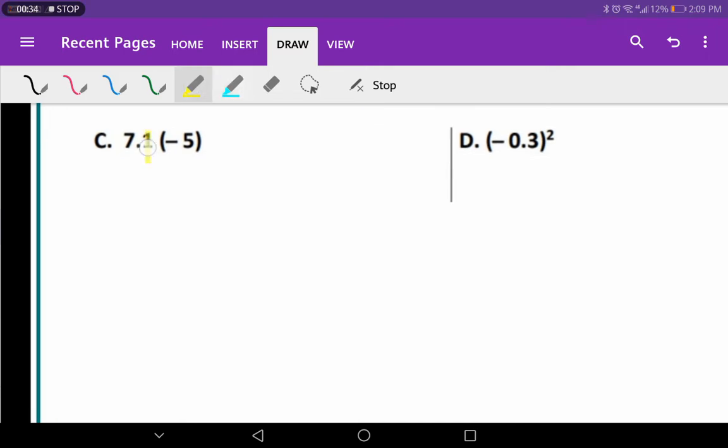It is 7.1 multiply -5. By the way, don't confuse, my dear student, there is a hidden multiplication here. Okay, my dear student, are you happy now? Yes. Okay, I hope so. You are happy. I answer instead of you.